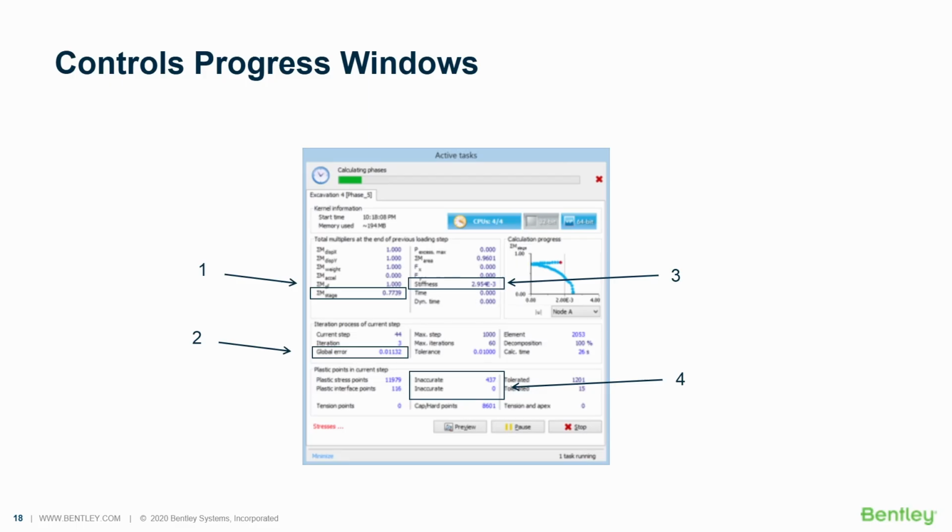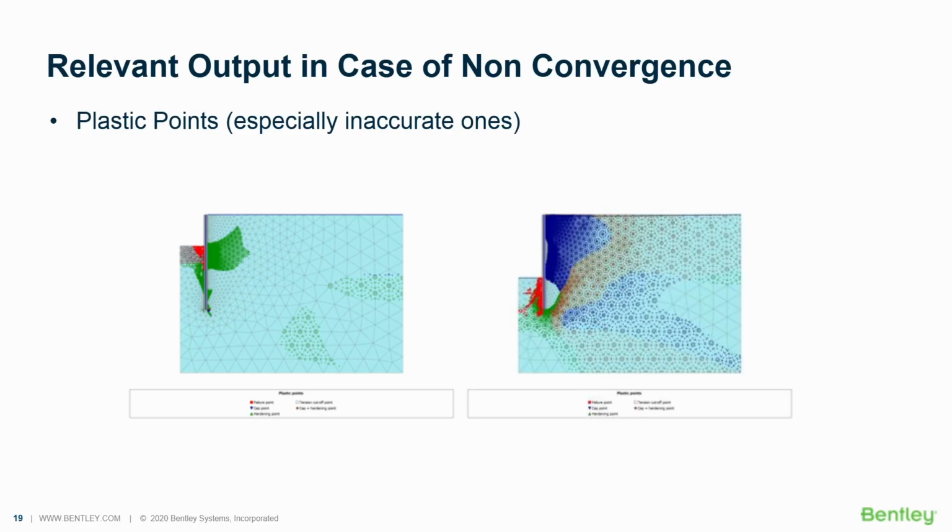The last part you should take a look into are the inaccurate points. They locally pinpoint the area where Plaxis has not managed to solve the out-of-balance force. Usually the inaccurate points will pinpoint the area in the model where convergence is difficult to reach. So just with this information, and looking also into the output, which I will do later, you can already identify quite a large number of convergence issues and fix them. The most important part is to look at the plastic points, and especially the inaccurate ones.